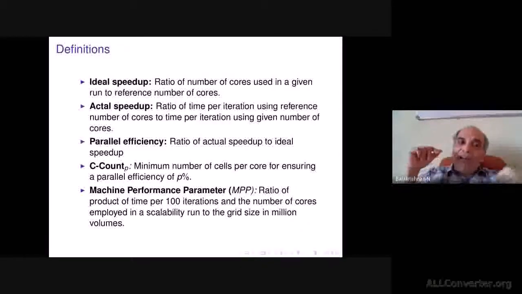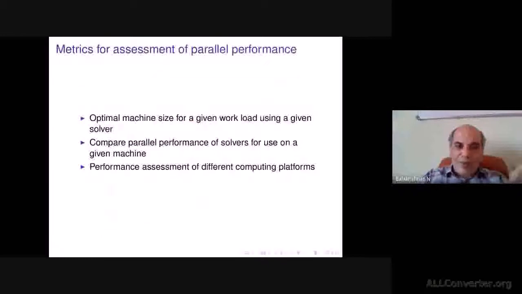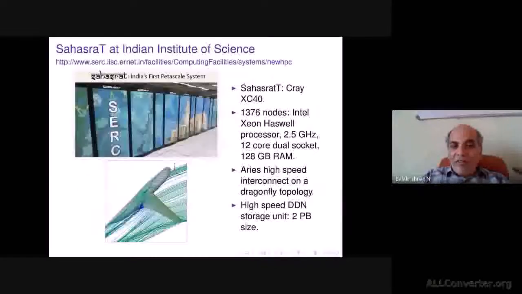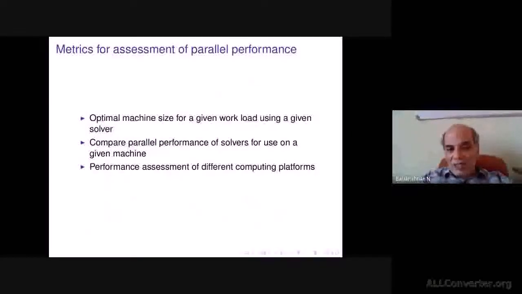So if I am a user of the first kind, let's suppose, I want to find out the optimal machine size. What is the metric that I would make use of? I will make use of parallel efficiency. On the other hand, if I am a user of the second class, I want to compare the parallel performance of two different solvers on a given machine.